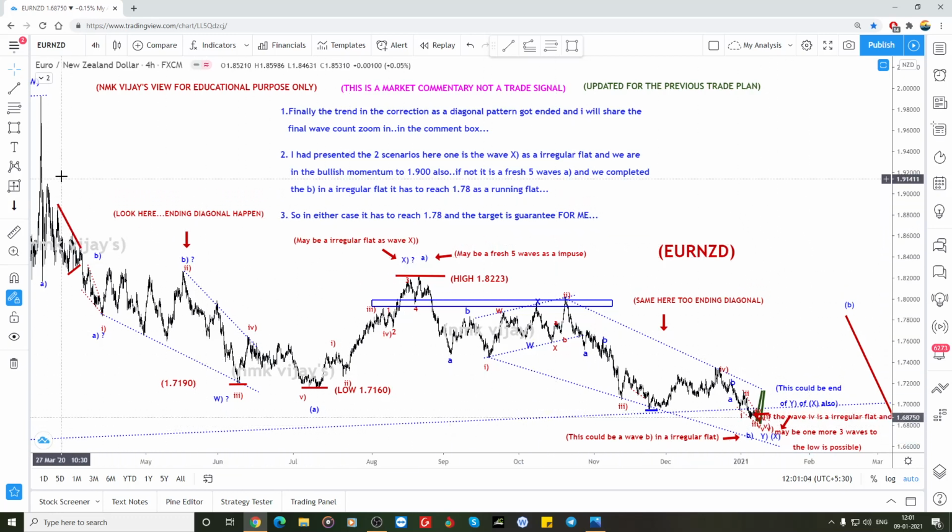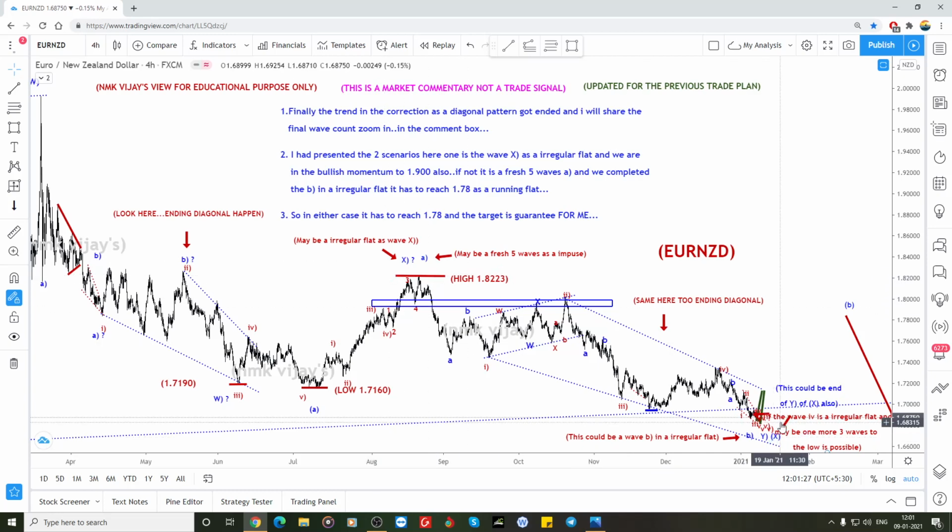Simply I will tell you, whether this 5 waves is a fresh A wave and we are in the B wave, and again one more C wave is ahead of this length, nearly 900 to 1000 points, or if this is a W, A, B, C, so this is the end of the X, also this is the end of the Y.